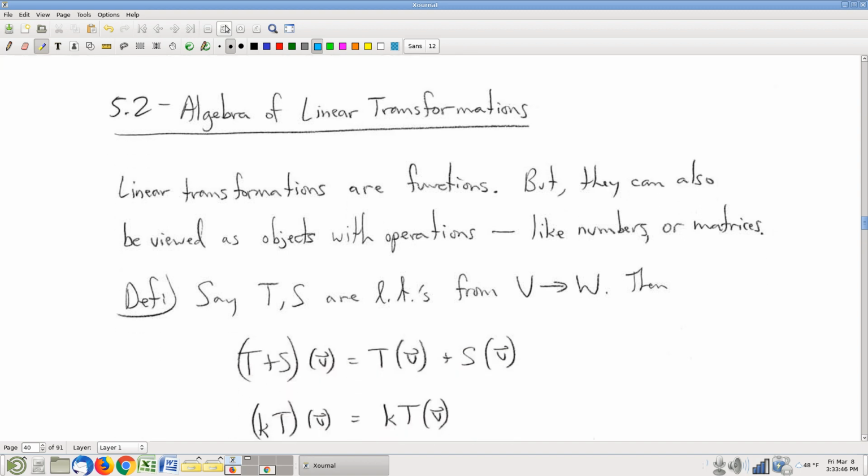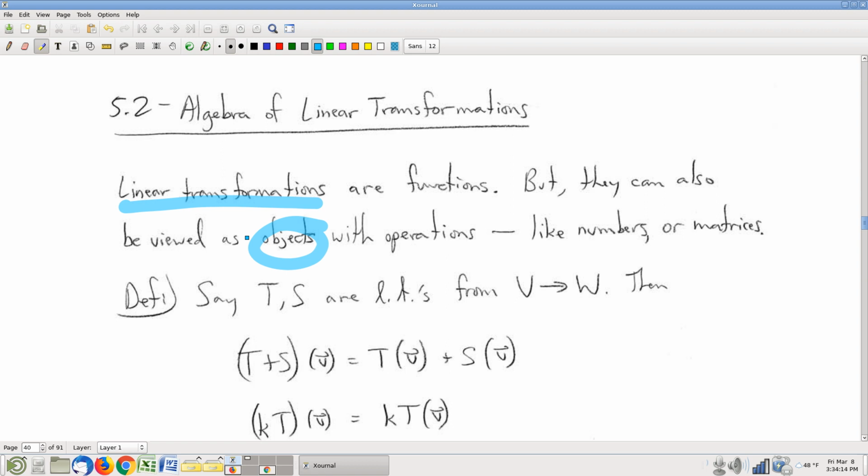5.2. Linear transformations we've already talked about. I'm going to give you a different point of view on linear transformations in this section. We're going to try to reinterpret linear transformations as elemental objects. So, right now, the idea you have in your mind, and this is perfectly appropriate, what a linear transformation is, is that it's a function. It's a function that has a certain nice property of linearity. It's good.